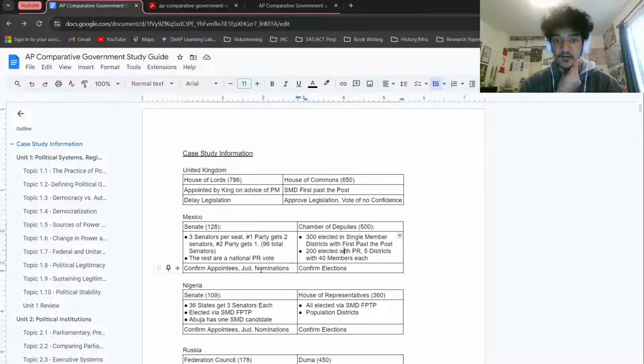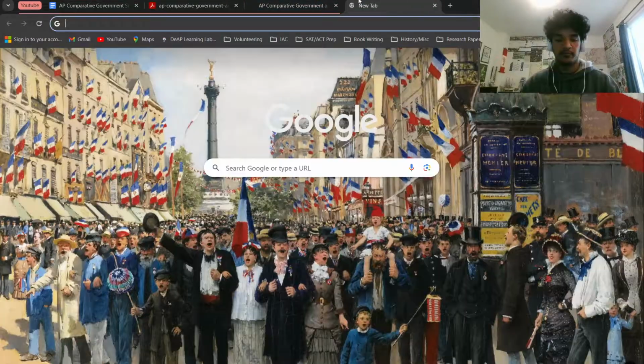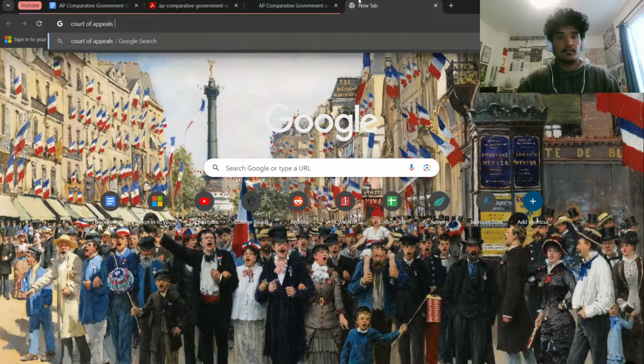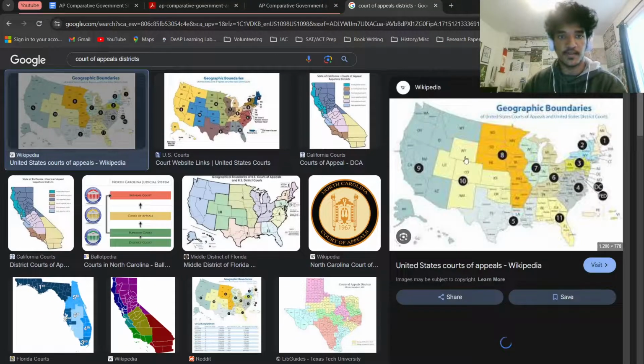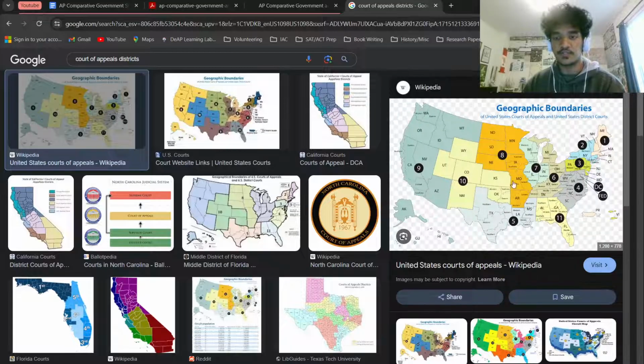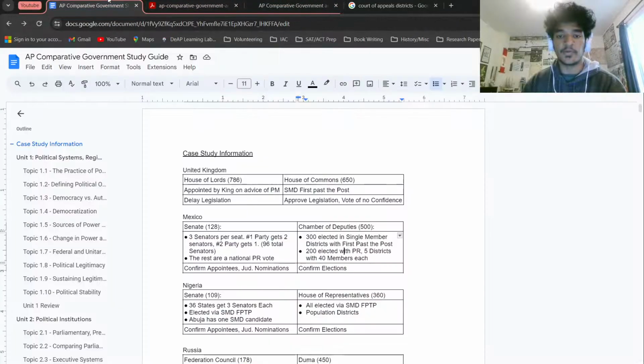And then the next are 200 who are elected from PR. So, Mexico has 5 electoral districts. Imagine this like the U.S. districts for the Court of Appeals, if you've ever done U.S. Gov. If not, I will show you a picture. So, the idea is that Mexico is split up into pretty large districts, right? So, you can see each of these districts represent piece of America. So imagine Mexico, and in those districts you have people running for office, right? And there's 40 seats that are allocated to each district.